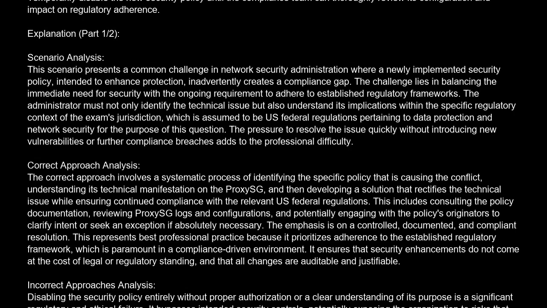The correct answer is A. Temporarily disable the new security policy until the compliance team can thoroughly review its configuration and impact on regulatory adherence.